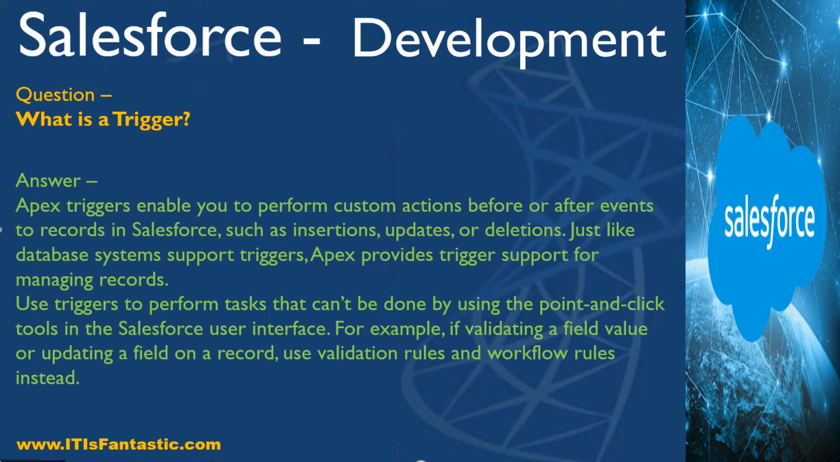It involves approval or rejection of records where one person creates the record and submits that record for approval. What is a trigger? An Apex trigger enables us to perform custom actions before or after events to records in Salesforce, such as insertions, updates, or deletions. Just like database systems support triggers, Apex provides trigger support for managing records.